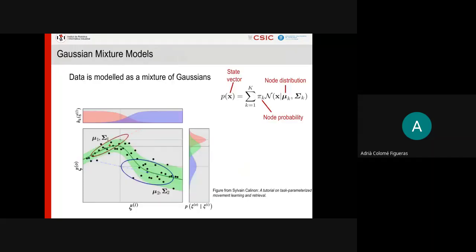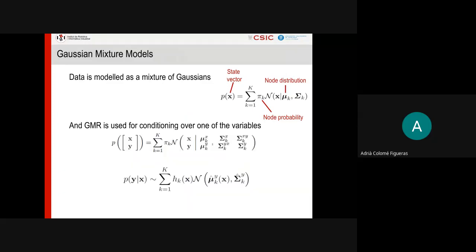Another way of representing motion is by using Gaussian mixture models. Now, a Gaussian mixture model is a weighted sum of Gaussian distributions. In this picture, for example, we have data points of two components, and we build two Gaussian nodes, and within the equation we will have this pi k, which will be the probability of each one of these nodes.